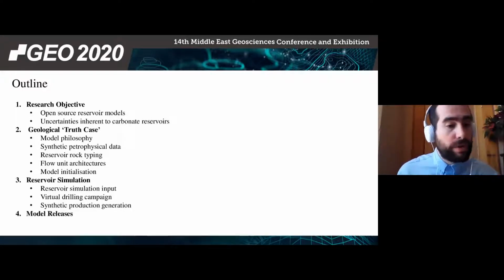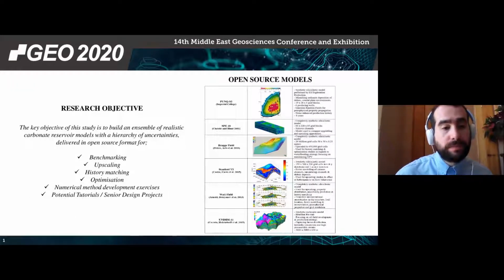And then from there, go into the reservoir simulation aspect of this work, which is all the inputs and the virtual drilling campaign that I designed in order to create our synthetic production data that will also be released for people to test history matching and optimization studies. And then to conclude, I'll talk about the model releases.